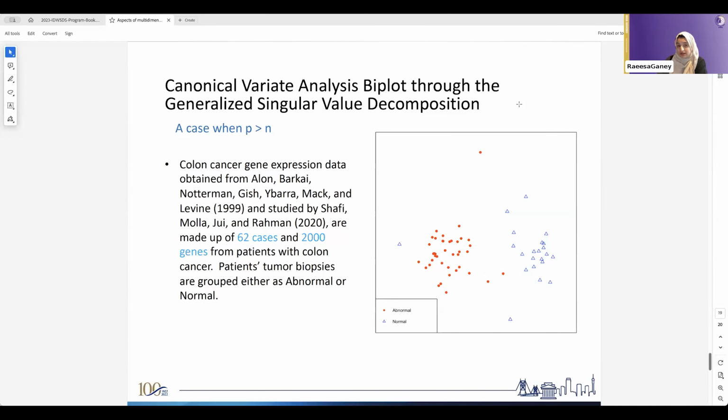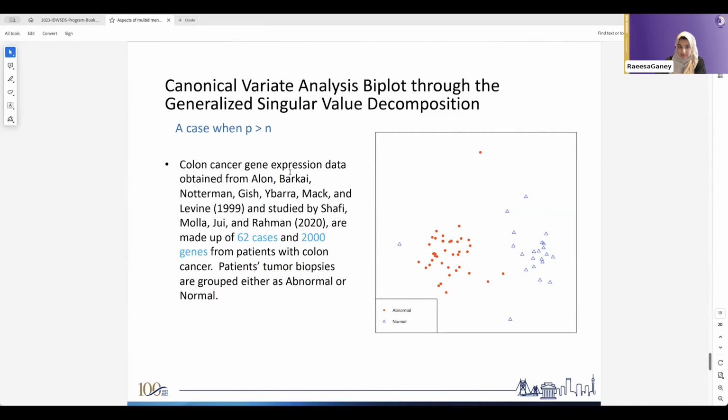This is using the generalized singular value decomposition. So the limitation in a CVA biplot is that the number of observations needs to be larger than the number of variables. And if you have more variables than observations, then the CVA biplot does not work. And so I developed a method, I'm hoping to publish this paper soon, which uses the GSVD to allow for cases when we have a larger number of variables than the number of observations.